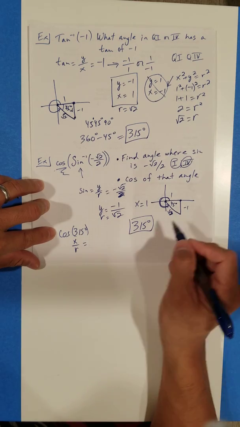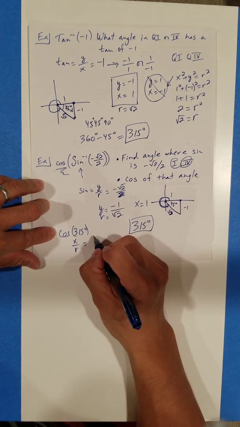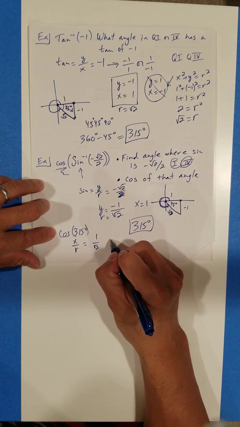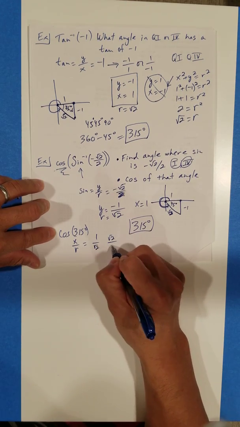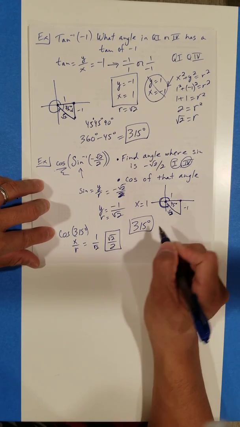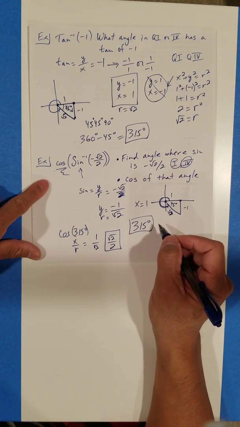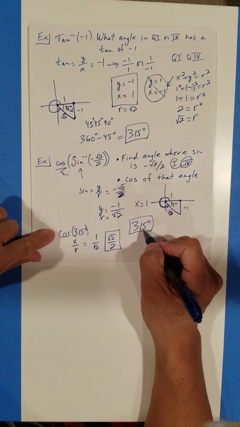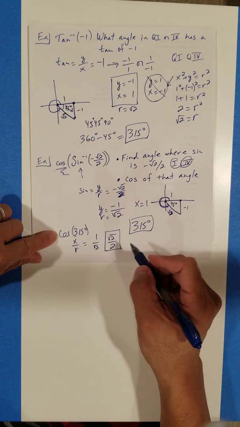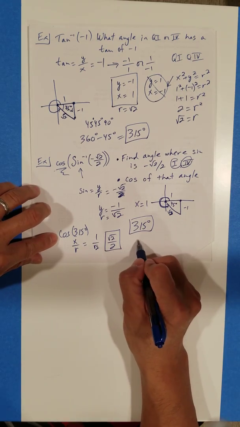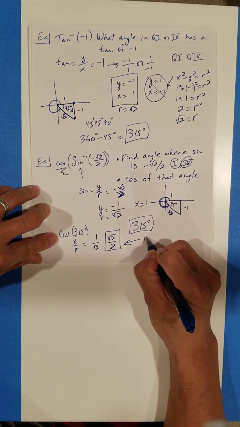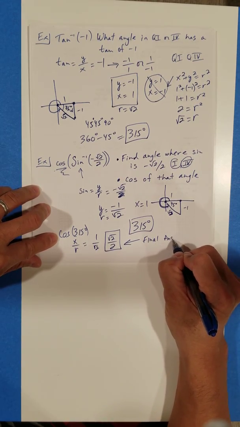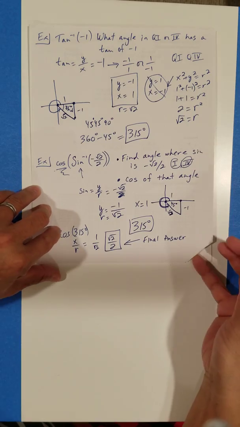So, they want you to find what x is, what r is. So x is 1, r is radical 2. Now if you rationalize it, you get radical 2 over 2. So the answer to this problem is going to be radical 2 over 2. Originally you found 315, and then afterwards you were supposed to find the cosine of 315. And so here's your final answer. This was a two-step process. There you go. Final answer.